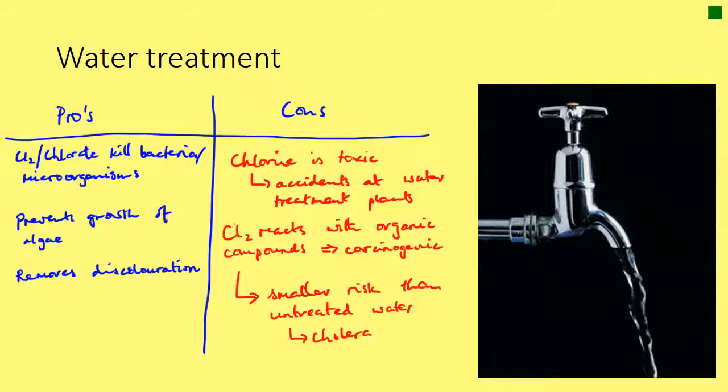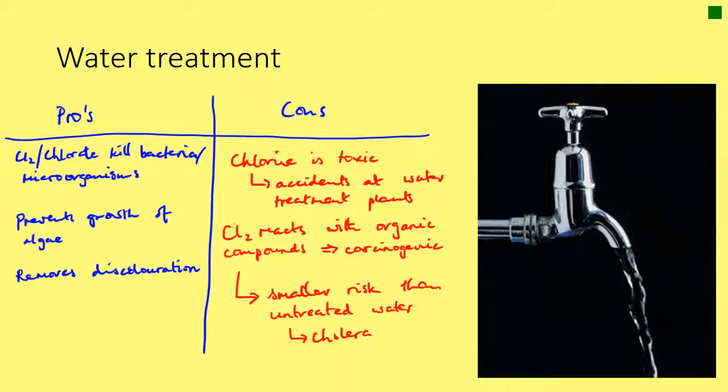So that's one, and the second one is that chlorine reacts with organic compounds, those same organic compounds that we want to remove the discoloration of. So the organic compounds that might come from plant decomposition that find their way into the water system, chlorine can react with those organic compounds, and the products of that reaction are sometimes carcinogenic. So you get chlorinated hydrocarbons, some of which are carcinogenic. So let's make a note of that.